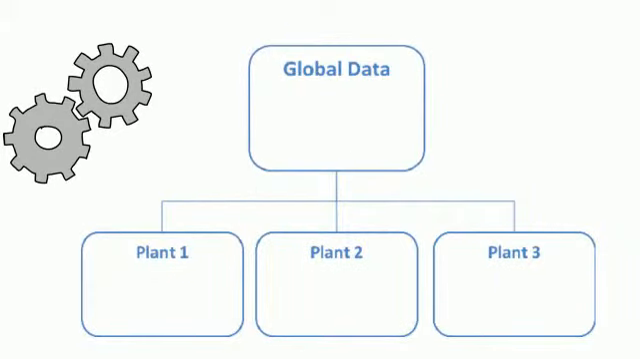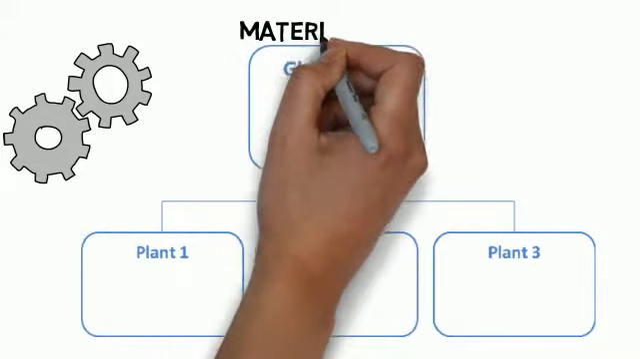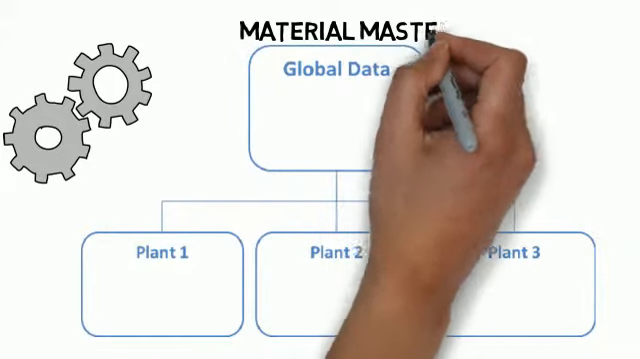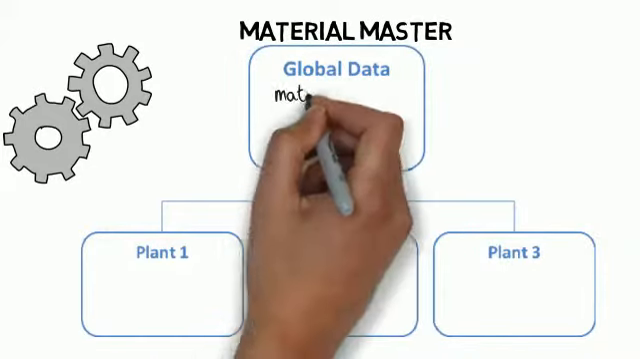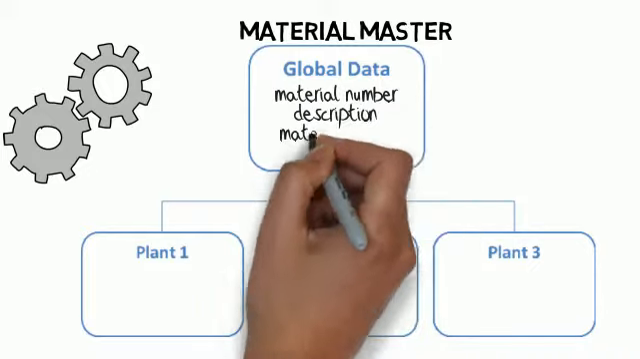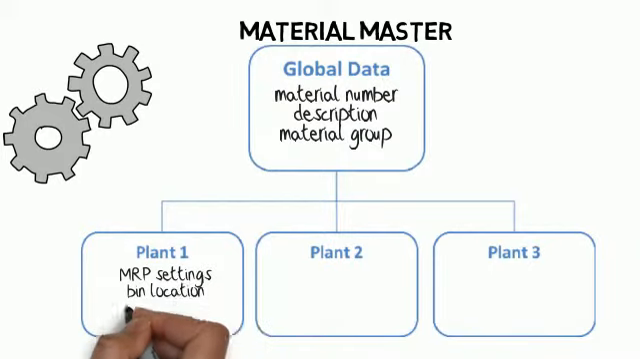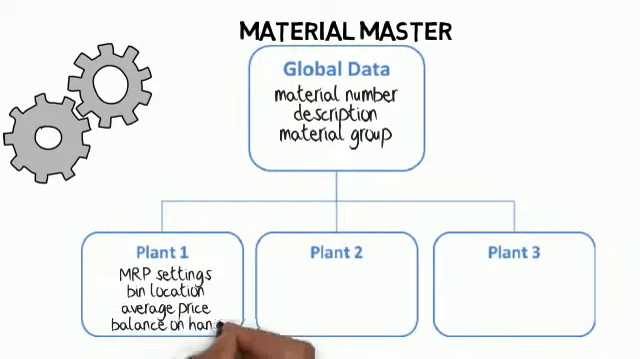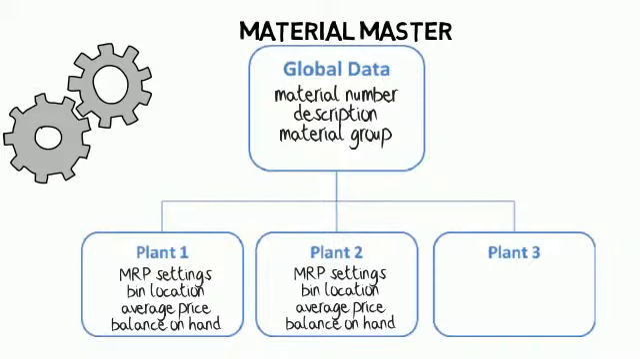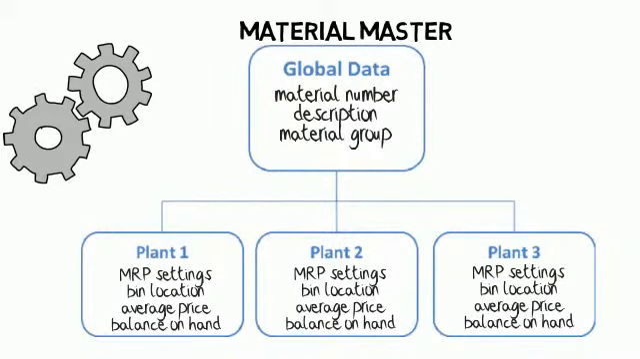A material master record defines a particular material, including its form, fit, and function. At a global level, the material master includes the material number, description, and material group. The plant level holds information that is specific to the plant, such as MRP settings, bin location, average price, and balance on hand for inventory items.